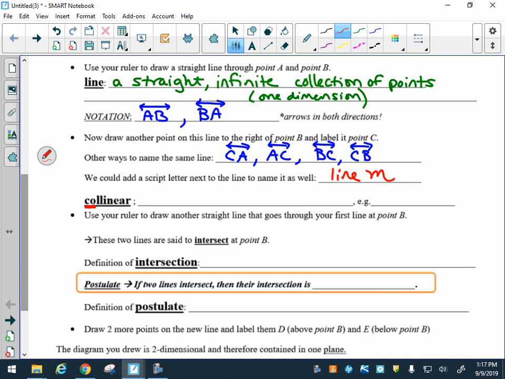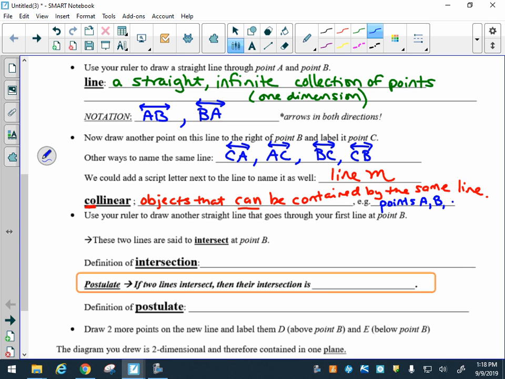So collinear means objects that can be contained by the same line. So things that are together on the same line. So in other words, in our diagram, an example would be points A, B, and C are collinear.